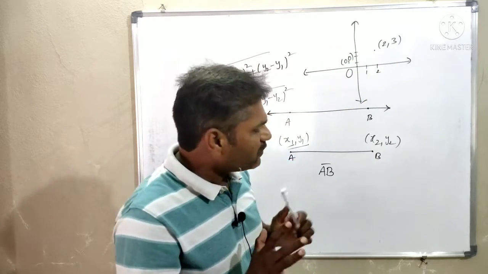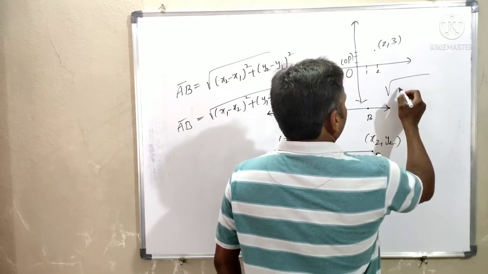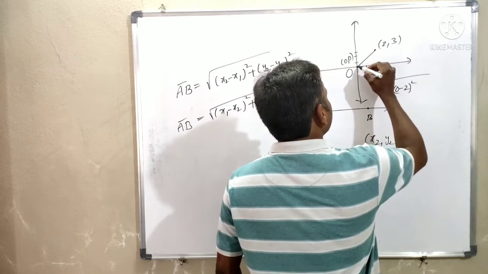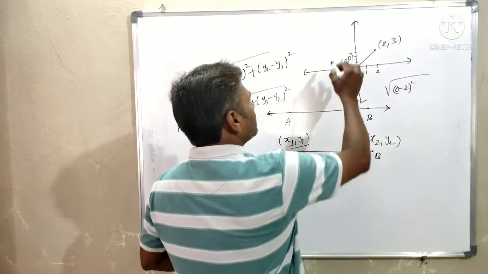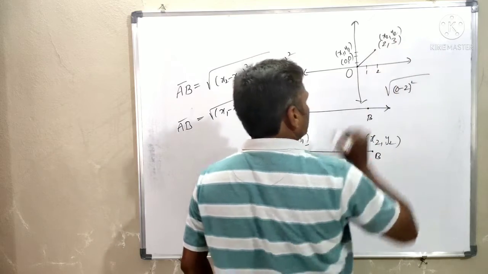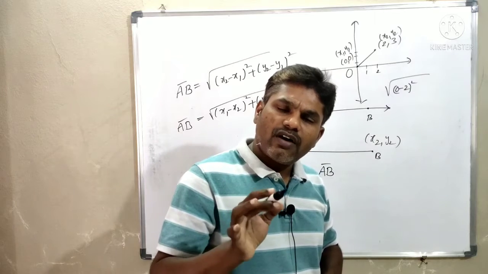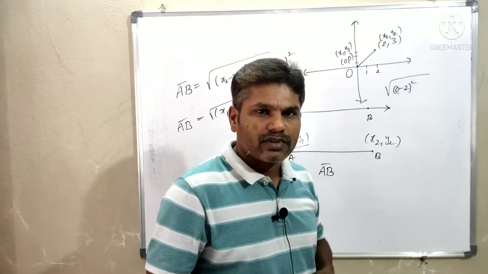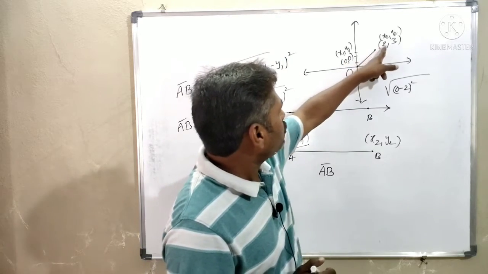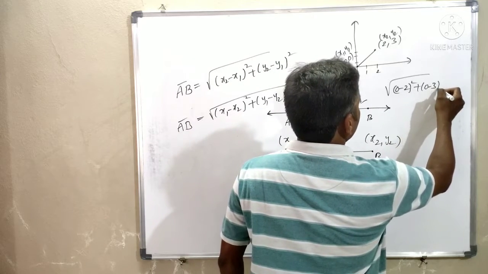Then if you write the formula, you will get 0 minus 2 square. Actually, if you want to find the distance of these 2 points, let it be x1 comma y1 and x2 comma y2. If you write this formula, either x1 minus x2 or x2 minus x1, both are the same, it will not make any difference. So this will become 2 minus 0 or 0 minus 2 plus 0 minus 3 whole square.